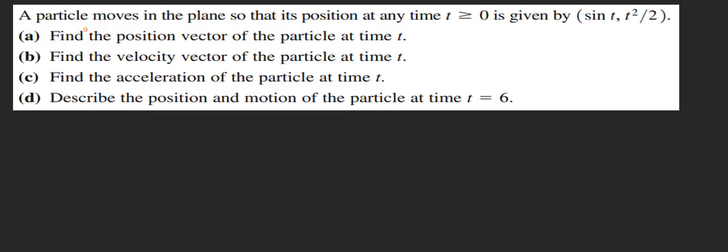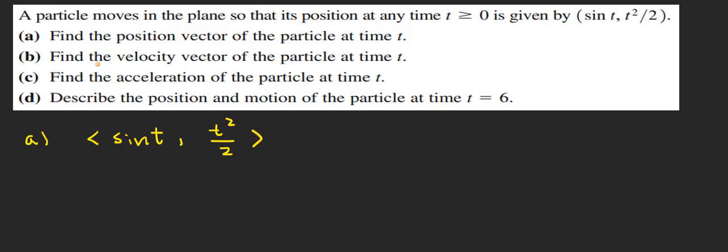So it says a particle moves in the plane so that its position at any time t greater than or equal to 0 is given by sine of t, comma, t squared over 2. Part A says find the position vector of the particle at time t. So the position vector is going to be just sine t, comma, t squared over 2, using a vector symbol.